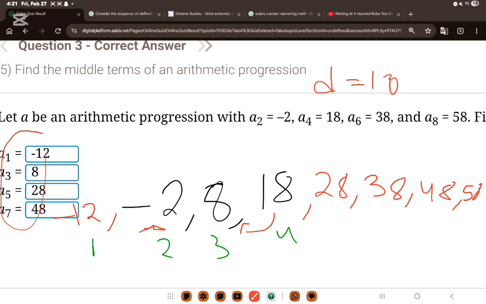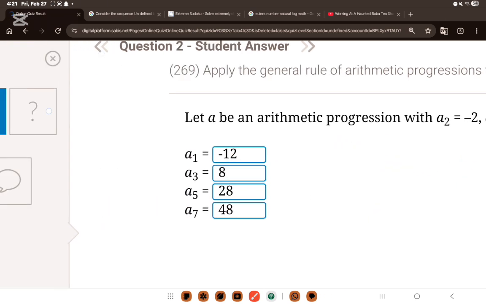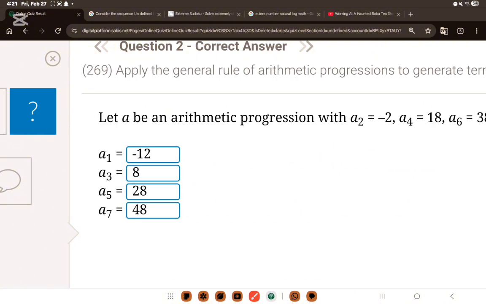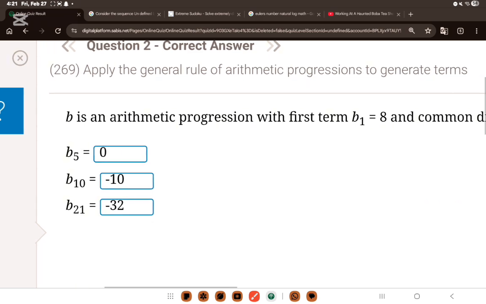This is the 5th term, this is the 4th term, and then 6 and then 7, sorry, 8. Now the 1st is minus 8 and then the 3rd is 8, then the 5th is 28, you get what I mean. That's it. You have to think about these types of questions. They're more about comprehending than memorizing.